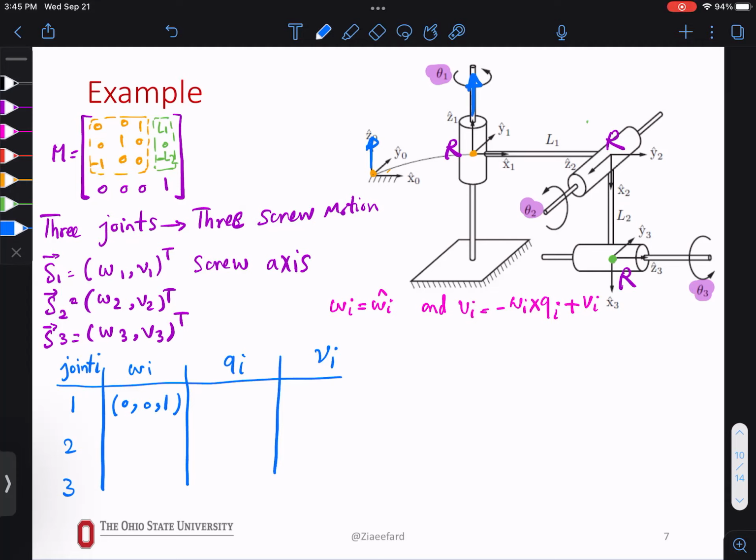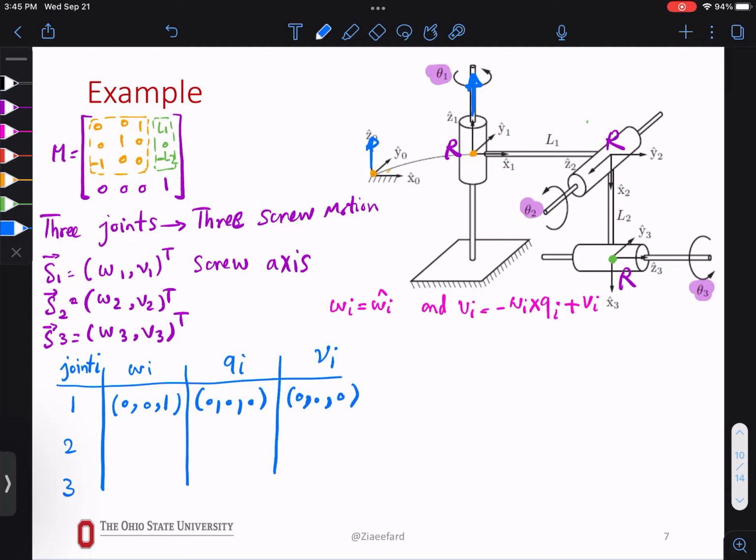What is your q1? What's the distance between the origin of frame 1 and the origin of frame 0? 0. Do you have any induced velocity? Omega cross product of 0 is 0. It's not offset, so there is no velocity being induced here.